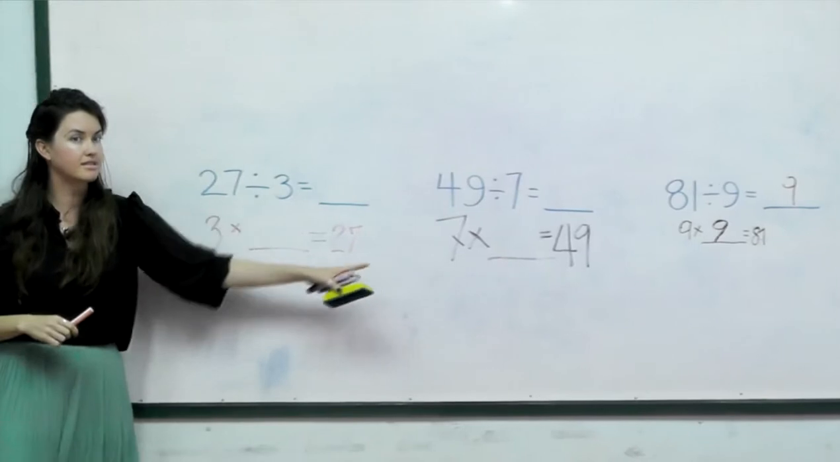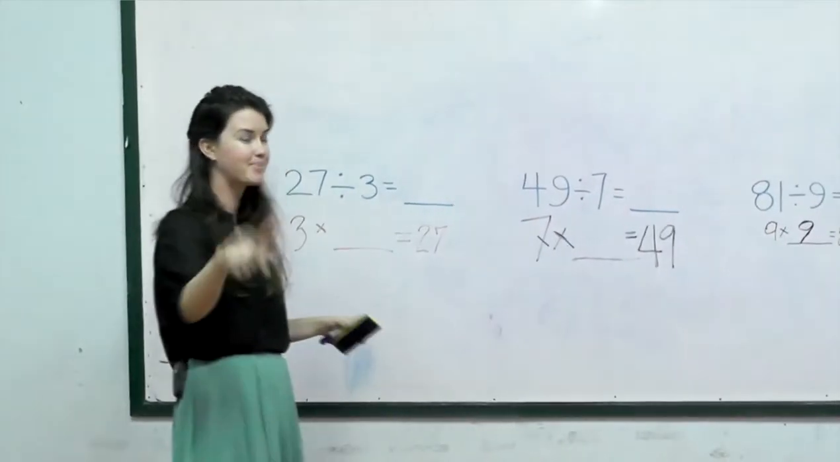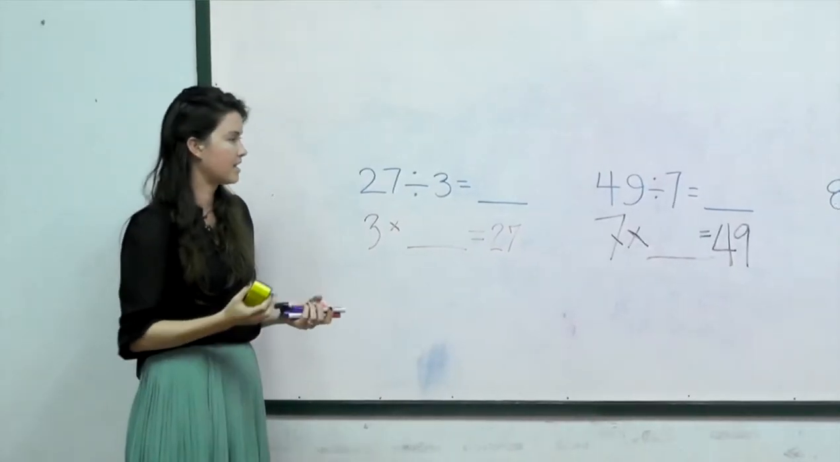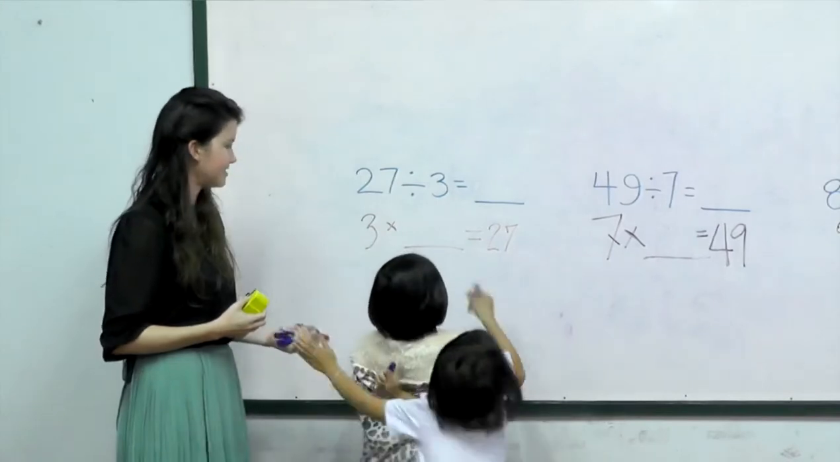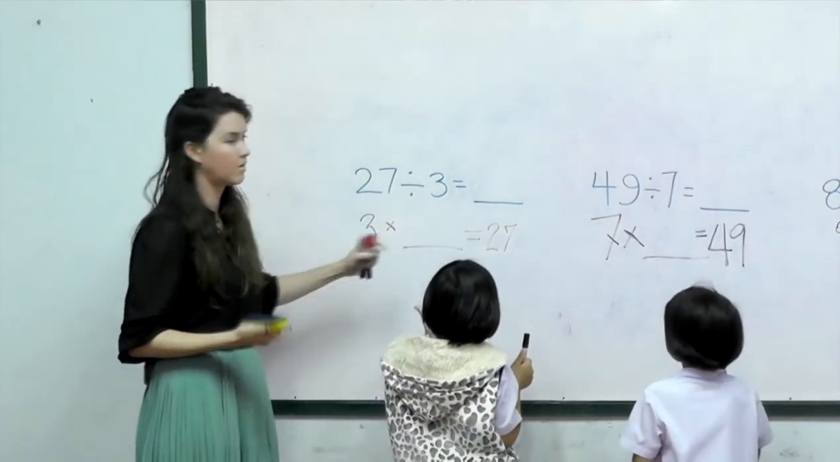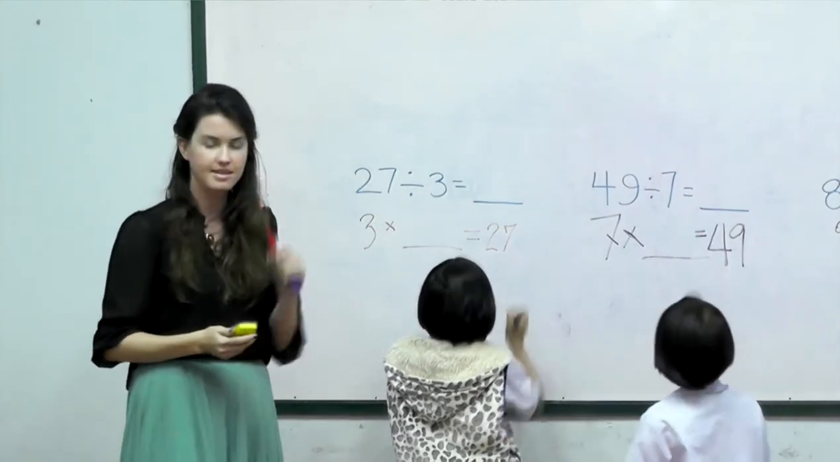Who knows the answers to these ones? Okay, Nadia or Prowl, come on up. Give us some answers. So we're looking for our missing number. When we turn it into multiplication, we're just thinking about our missing number, so it's a little easier.